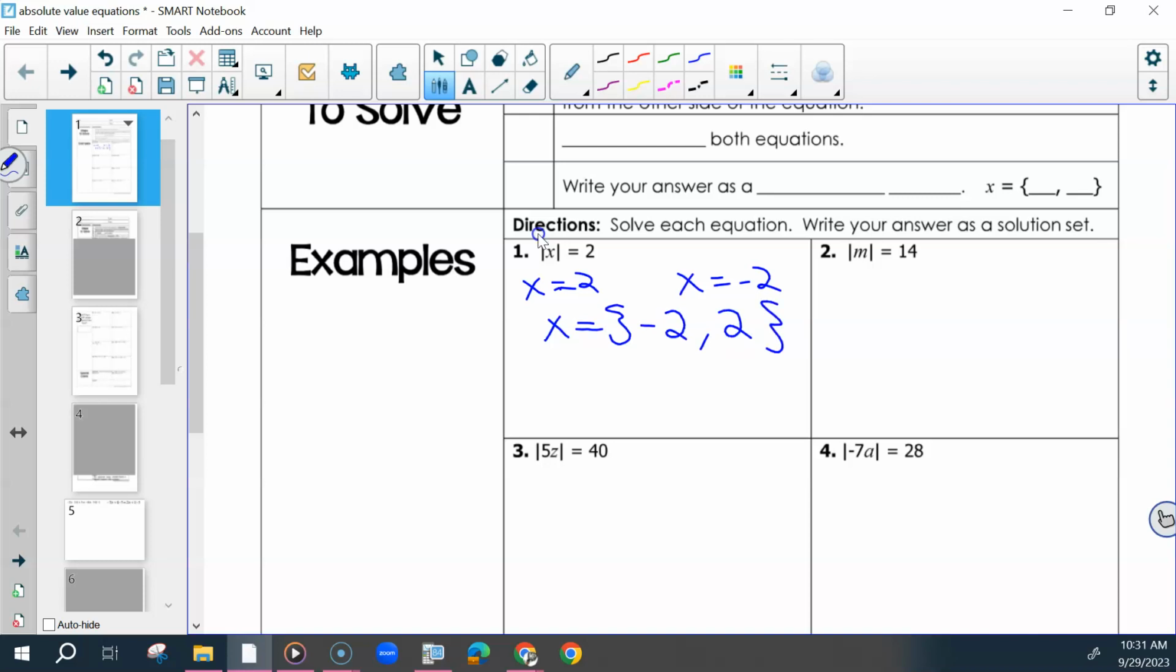When you have the same number, just one's positive, one's negative, you can also write it like this. So curly brackets, this is plus or minus, is how you say the symbol, and then just put a 2. It just means negative and positive 2.